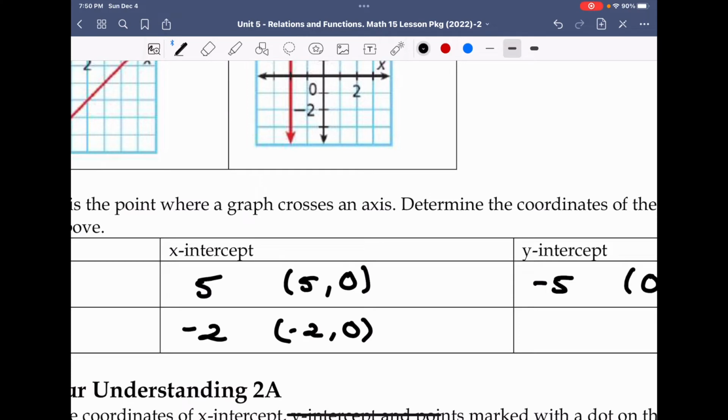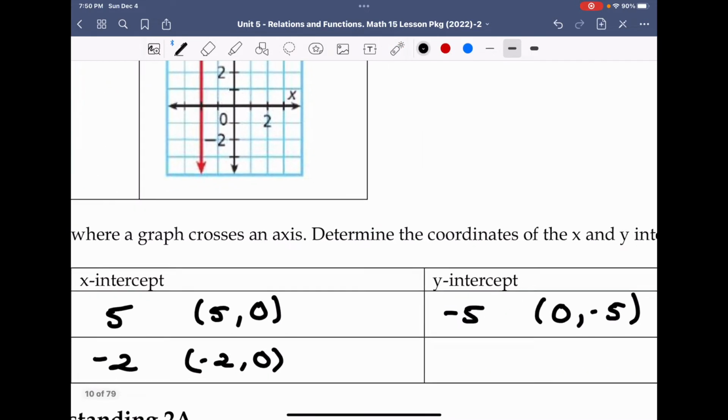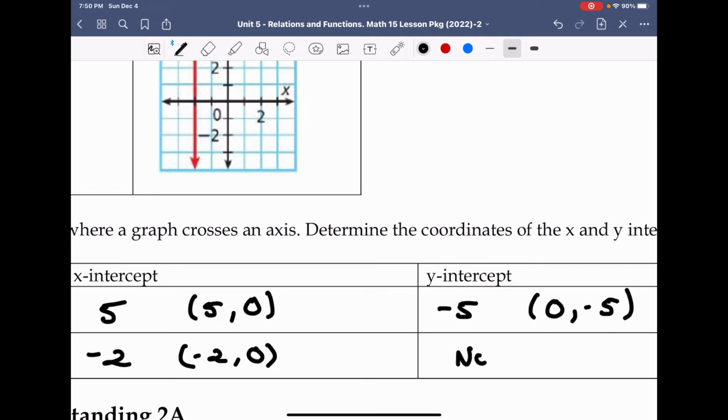The y-intercept, well, we look at this and it's a direct vertical line. Would we ever cross the y-axis? No. So in this case, we're going to say that our y-intercept, there is just none.